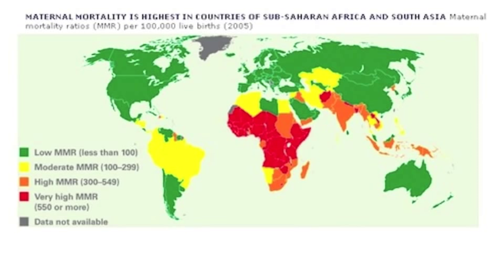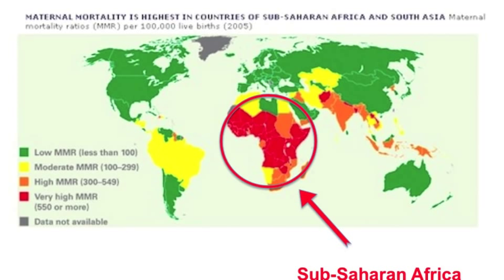The most common way to measure maternal mortality is the maternal mortality ratio, or MMR. This is the number of maternal deaths for every 100,000 live births. Sub-Saharan Africa is geographically the area of the continent of Africa that lies south of the Sahara Desert.